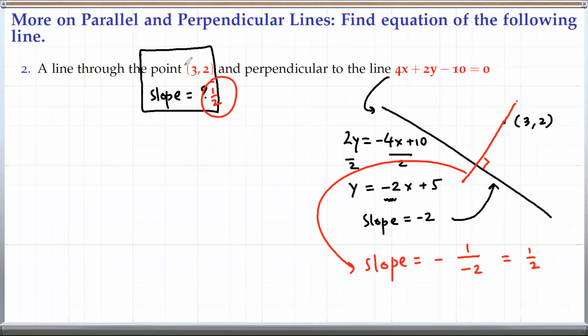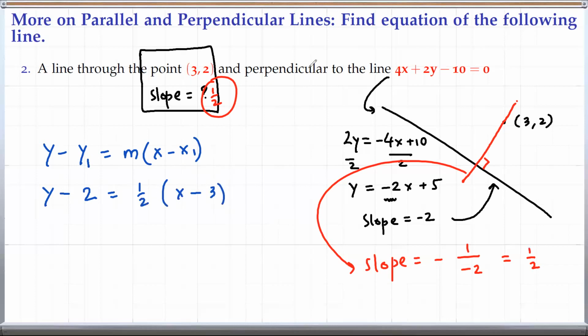So we have the slope, we have the point. We can use point slope form to figure out the equation of the line. Y minus y1 equals m times x minus x1. Y minus y1 is 2, m is 1/2, x minus x1 is 3. So we have the equation. The rest is just simplifying.